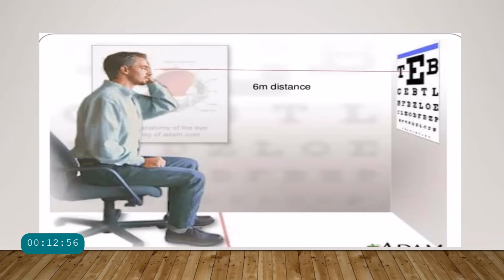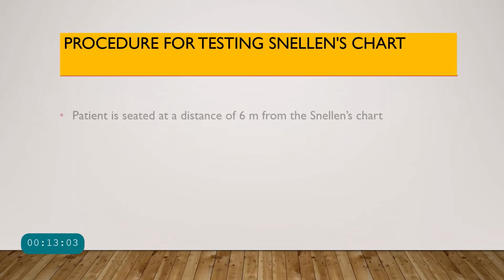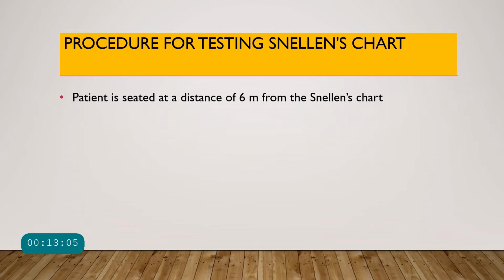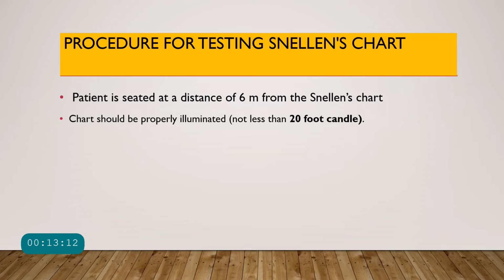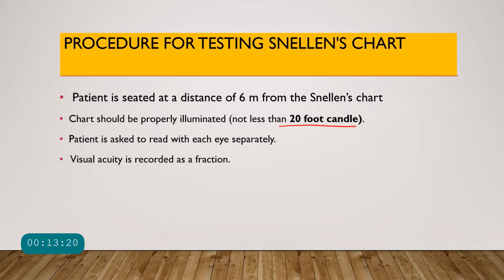As I told you the distance, now let us see how the patient is actually tested. He's tested at a distance of about 6 meters. The patient is seated at a distance of 6 meters from the Snellen's chart. You already know why. The illumination of the chart is also very important. It should not be less than 20-foot candles. The patient will be tested with each eye separately, one eye at a time, and the visual acuity is recorded as a fraction. Usually the eye with the worst visual acuity is tested first.